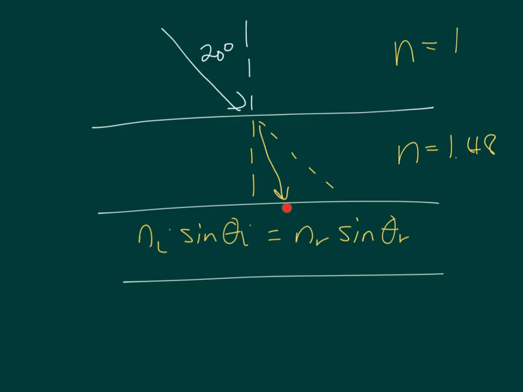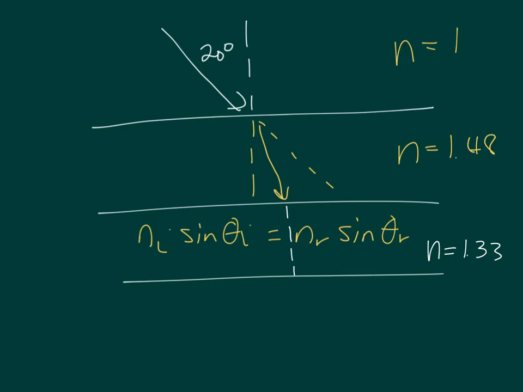Once you have the angle here, you now have another situation where you have a new normal. Here's your new normal, and now a new material. Let's say this new material is glass or water, whichever of the two, it doesn't matter. We now have an n value that drops from 1.48 to 1.33. So instead of bending toward the normal now, it's going to bend away from the normal.